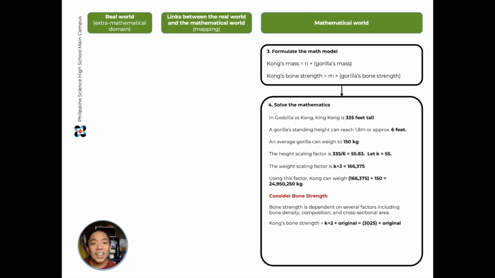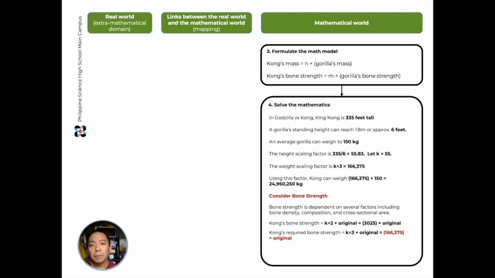Now, based dun sa na-compute natin, na-estimate natin na weight ni King Kong, how much more na strength yung kakailanganin niya? E di syempre dun sa scaling nung weight niya. King Kong's bones will require their strength to be k cube times yung original na bone strength niya, or 166,000 times the original bone strength. And ang na-compute natin ay 3,000 times lang.